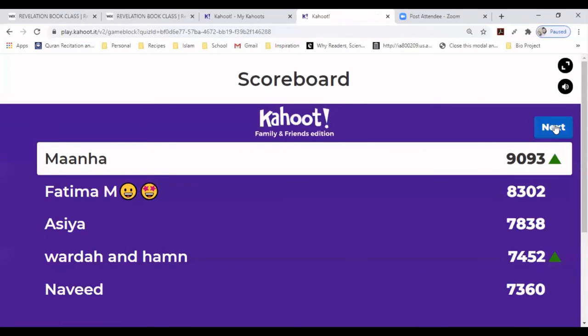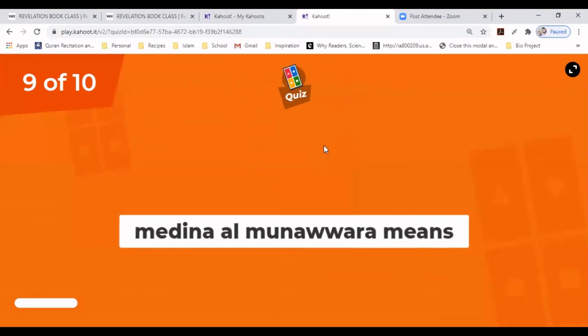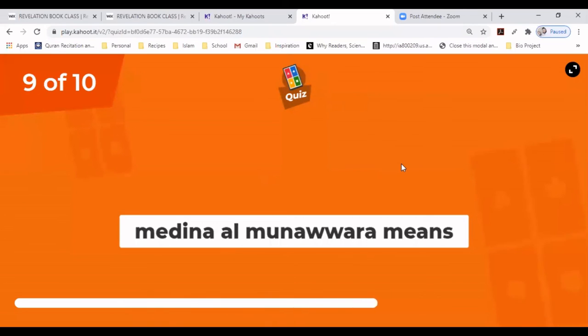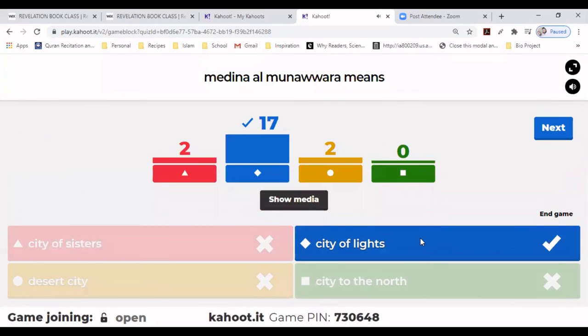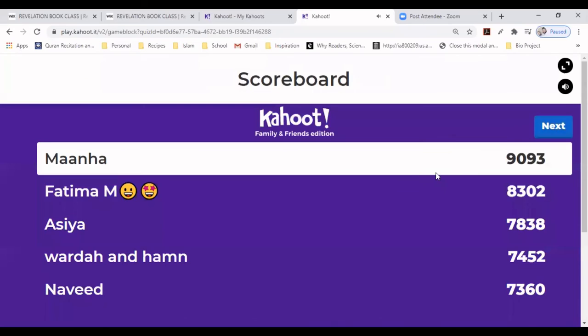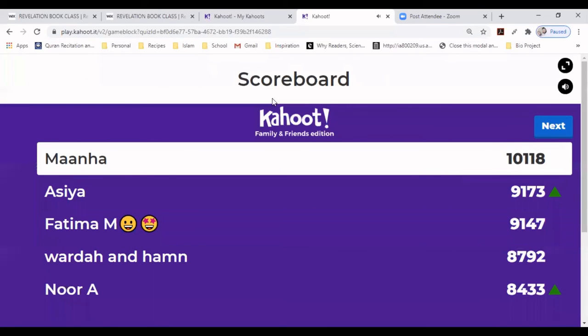Hamna, Warda, Manha, Naveed. Number 9, Medina al-Munawwara means what? A city of sisters, city of lights, a desert city, or the city to the north. What does Medina al-Munawwara mean? Exactly, it means a city of lights. Very, very good. Next question.